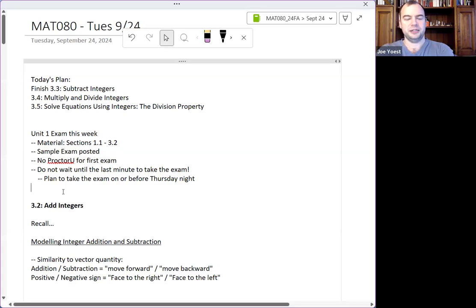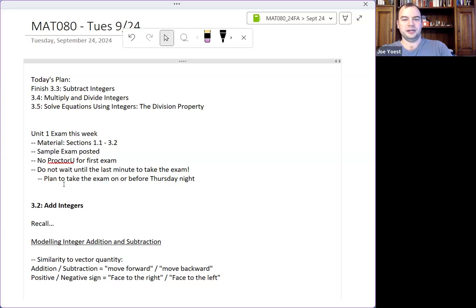Just a reminder, no Proctor U for this first exam. A couple of little tech issues popped up, and I'm certainly planning to have that up and running for the second exam. Anytime we're introducing new tech, and we're switching from Examity to Proctor U this semester, there's always a little bit of tech issues to work out. So we're working on those behind the scenes, and that should be up and running for exam 2, exam 3, and the final exam.